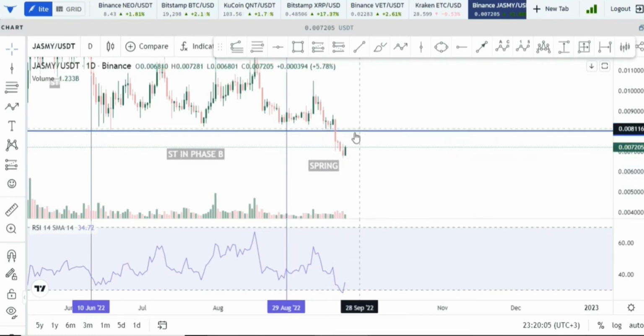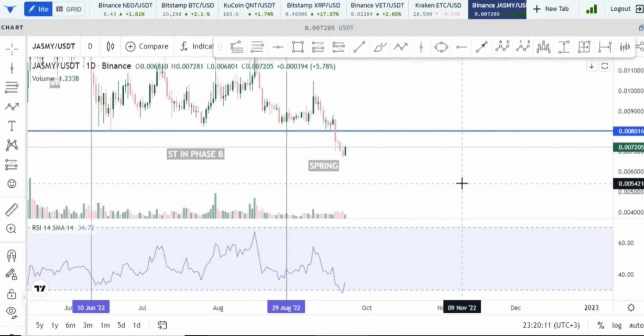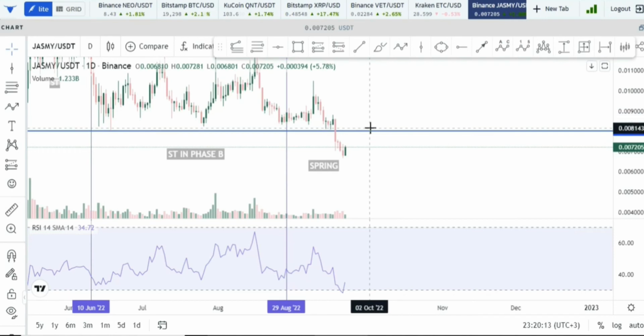So yeah, we'll be looking to break this support right here, which is at 0.008, and then from there we'll see if we confirm the break of that resistance right here. Moving on to the next thing, the RSI right here. I wanted to show you some bullish divergence happening on a shorter time frame.